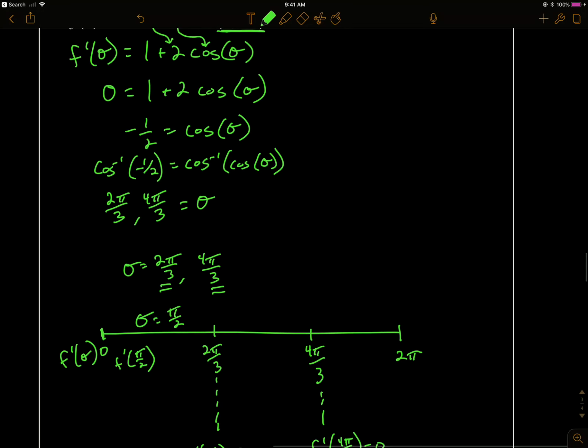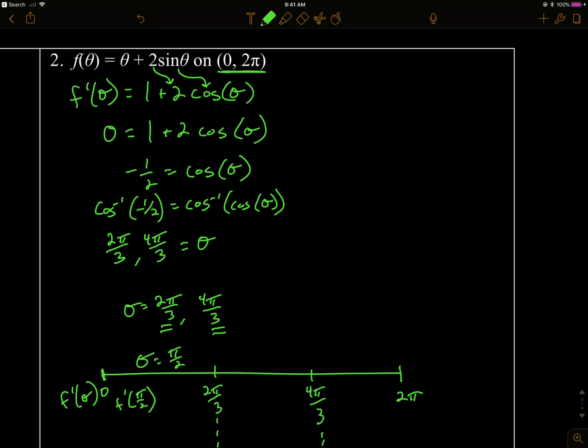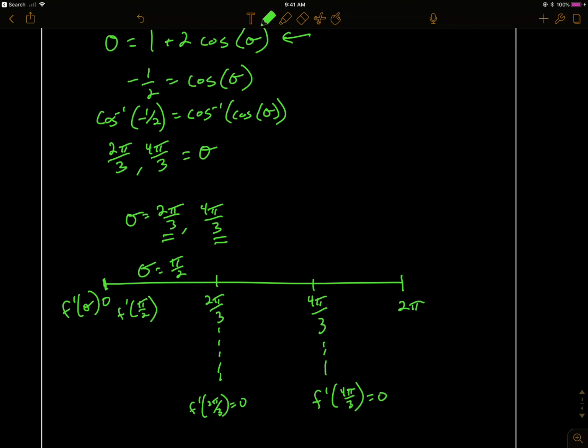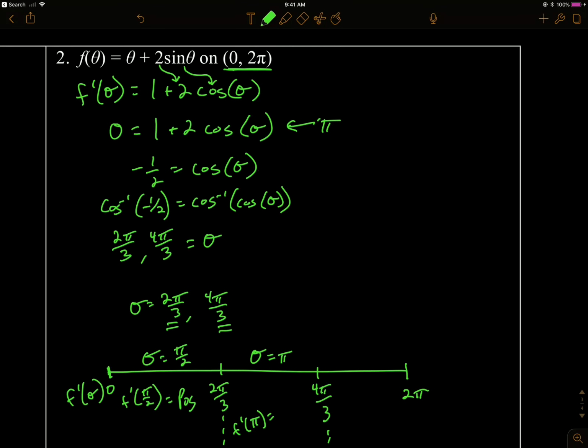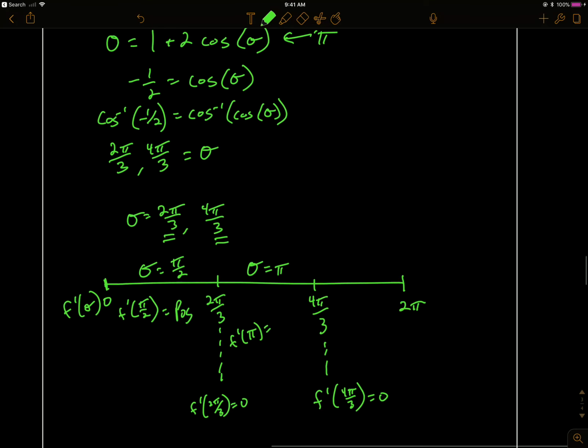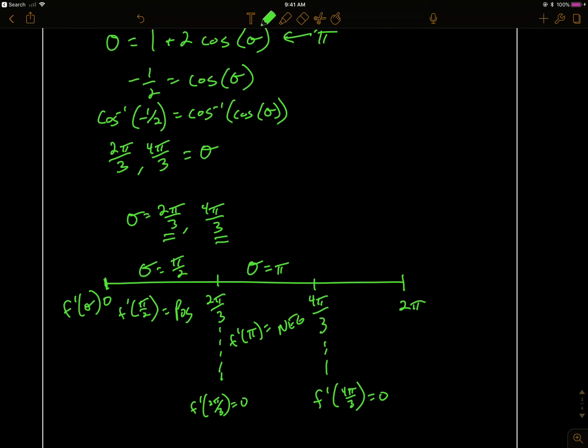So let's see. I'll probably just use this one here and find out if it's positive or negative. So the cosine of pi over 2 is 0. 1 plus 0 is positive. So we're getting a positive. Now we're going to do f prime of, we got to pick a value in here. We're going to do pi. So if I plug pi in here, cosine of pi is negative 1 times 2 is negative 2 plus 1. So I'm getting a negative value for my derivative.